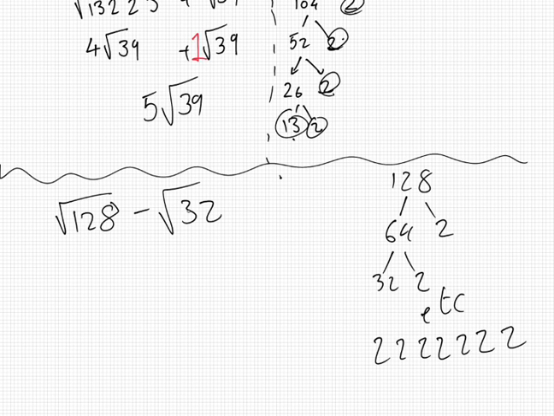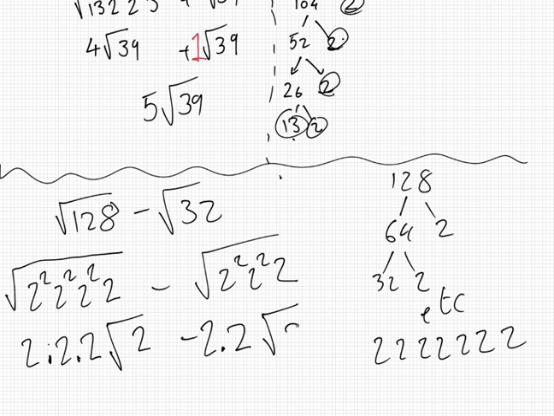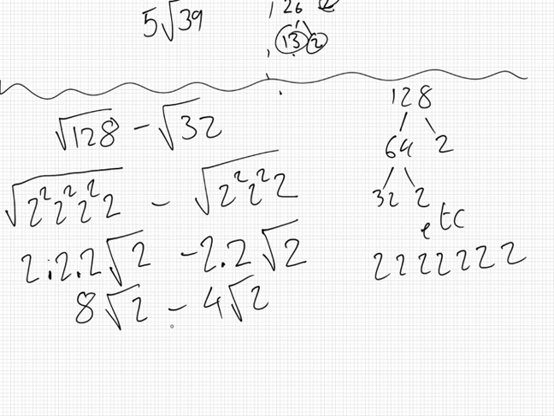And then this one here will be 2, 4, 8, 5 times, isn't it? Yeah, so this one here is square root of 2 squared, 2 squared, 2 squared, 2. And then, what do we say here? 5 times? Yes. 2 squared, 2 squared, 2. So that would be 2, 2, 2 root 2, minus 2, 2 root 2. 8 root 2, minus 4 root 2, 4 root 2.